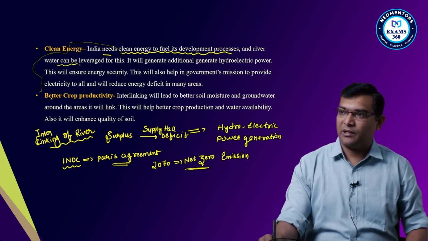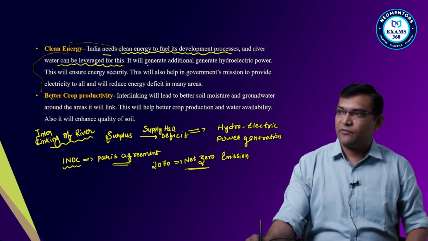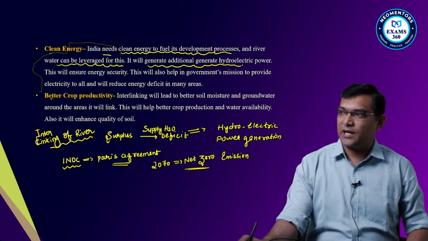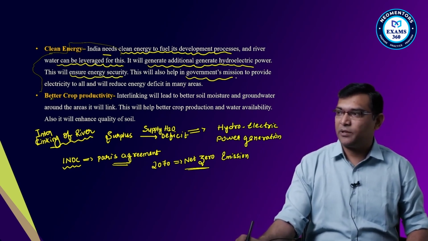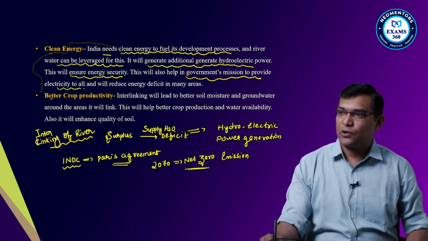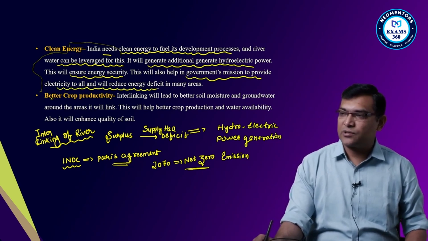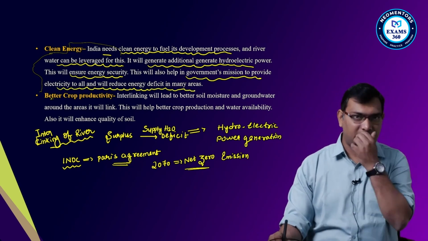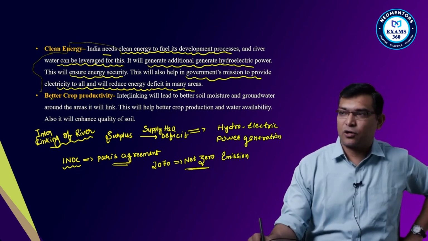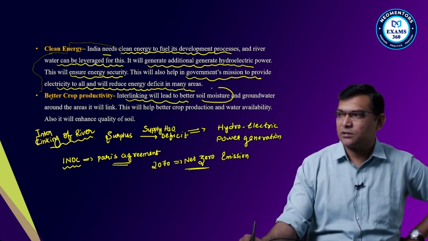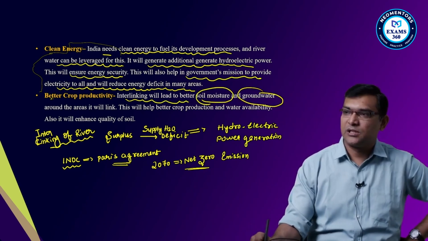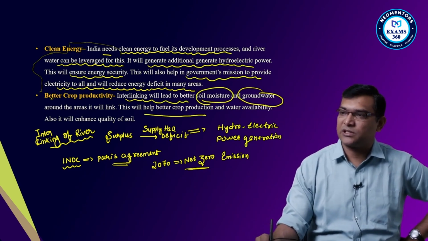River water can be leveraged for this. It will generate additional hydroelectric power. This will ensure energy security, help the government missions to provide electricity to all and will reduce energy deficit in many areas. Then better crop productivity. Interlinking will lead to better soil moisture and groundwater recharge, and this will help in better production availability.